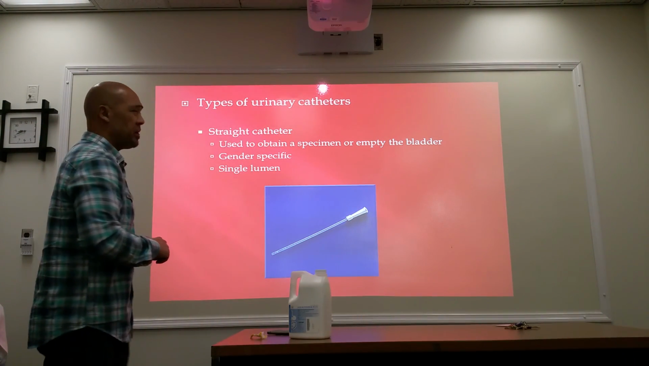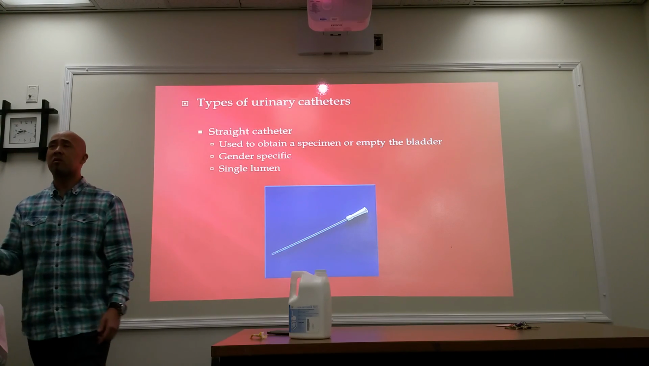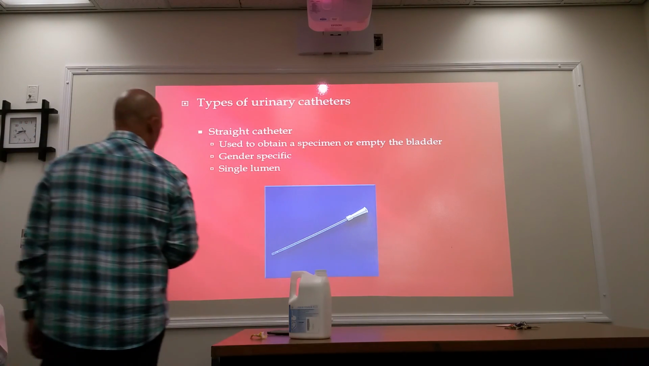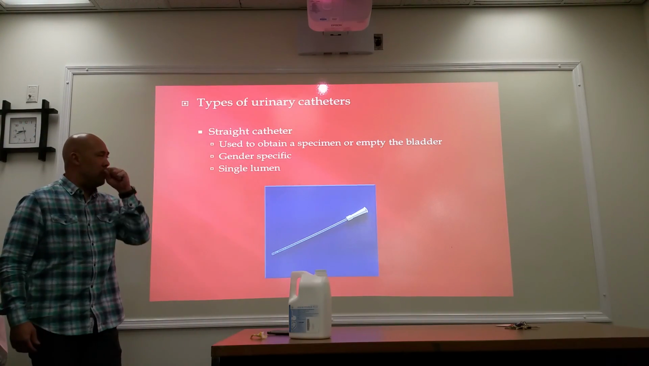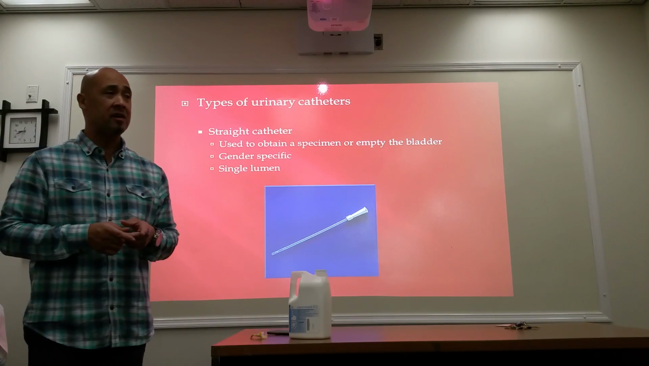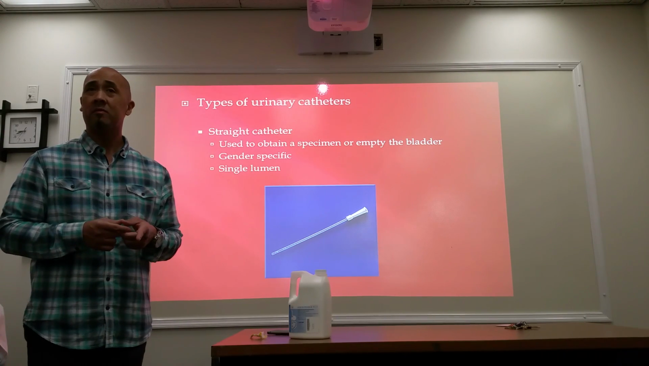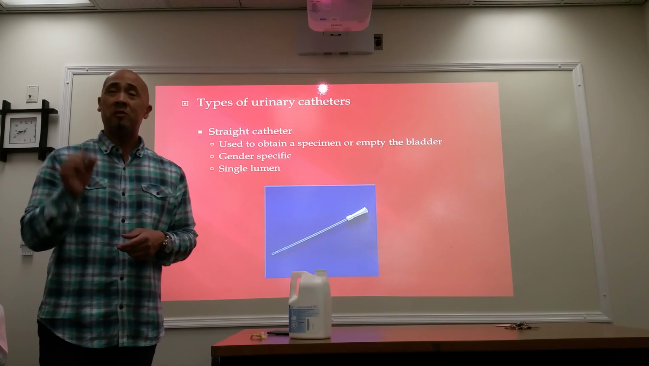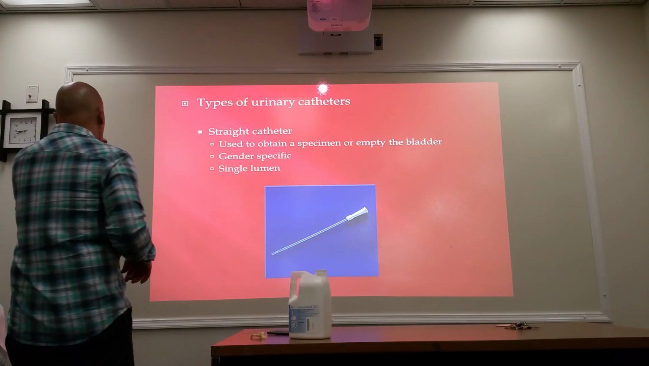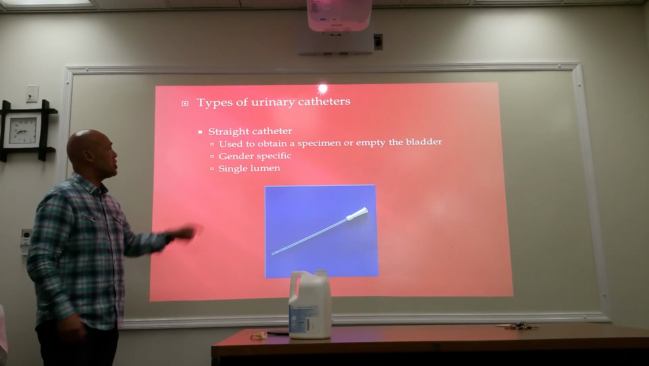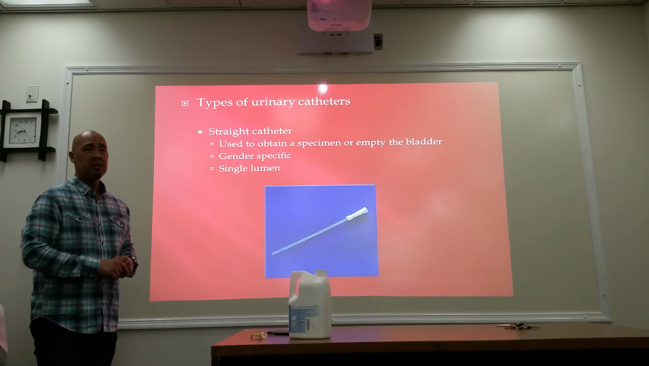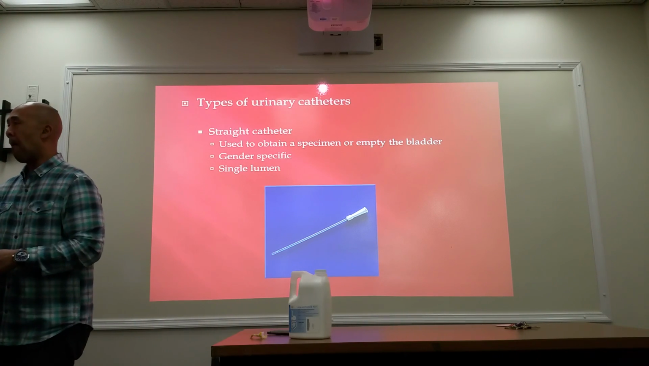Let's talk about the different types of urinary catheters. We're going to go from the basic to the more complex. The very basic one here is a straight catheter. Nothing too fancy about it. It comes in different lengths because it is gender specific. Longer for males, shorter for females. It's a single lumen, which means it only has one opening. This is used to obtain a specimen or to empty the bladder.